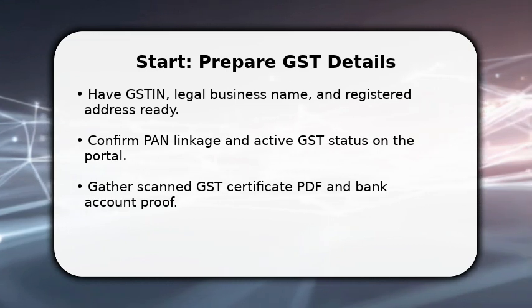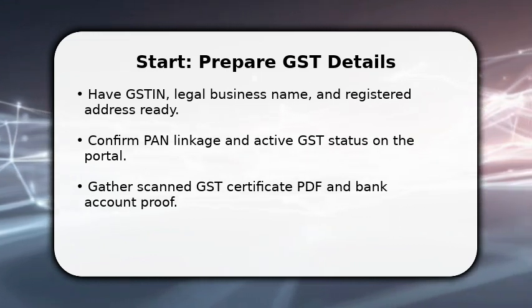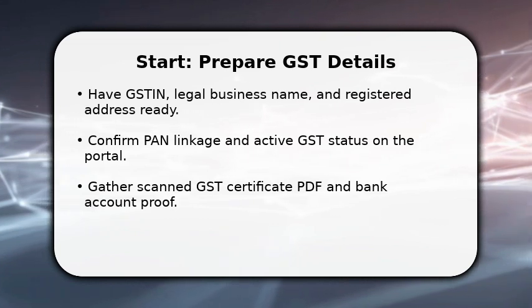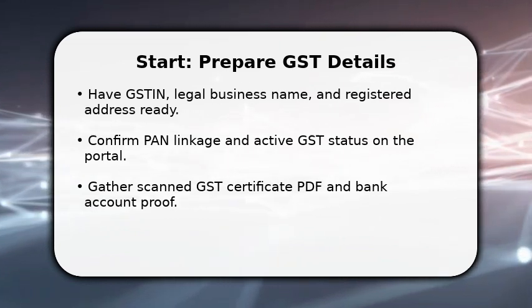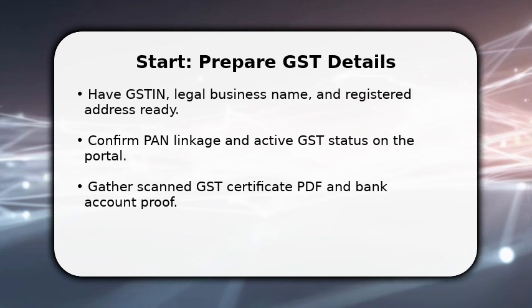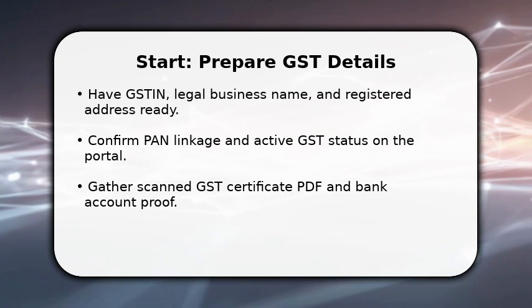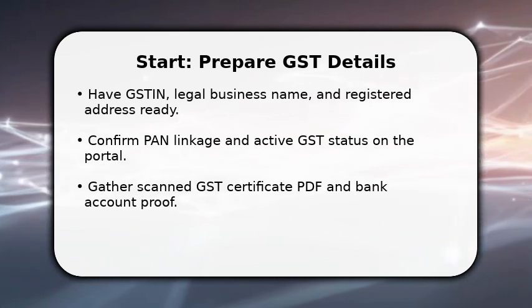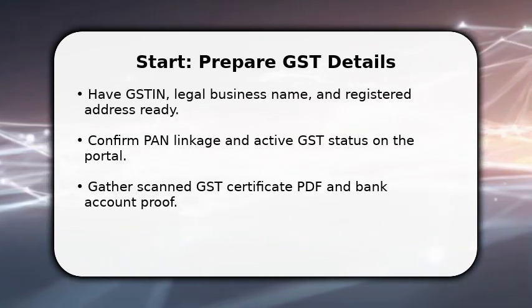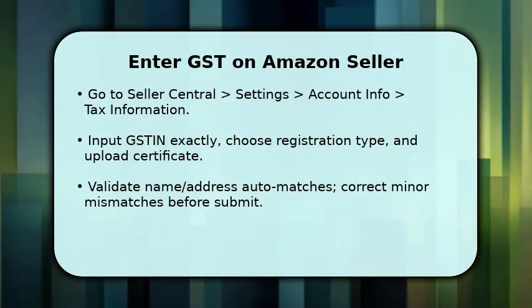Discrepancies cause delays. Next, open Seller Central and choose the tax information section so you can enter details immediately. This step moves you from preparation to action without losing momentum. You navigate directly to account info and select tax information to add GST details. This is where accuracy matters.